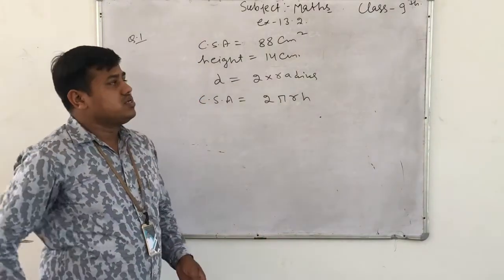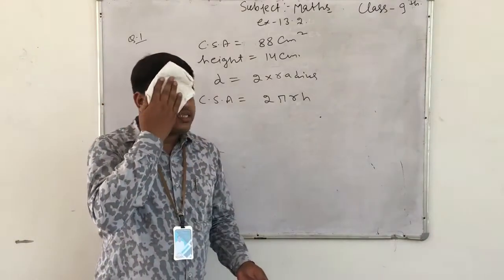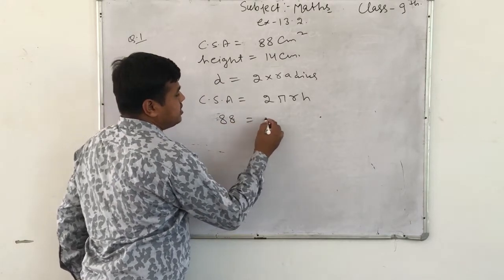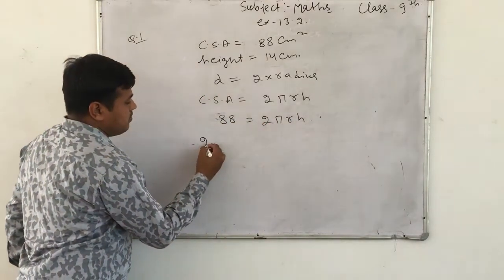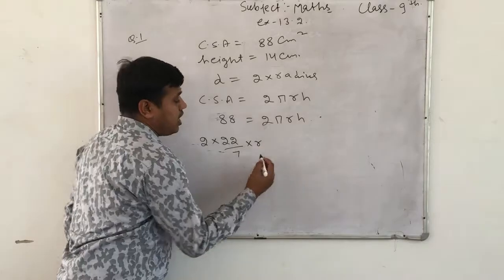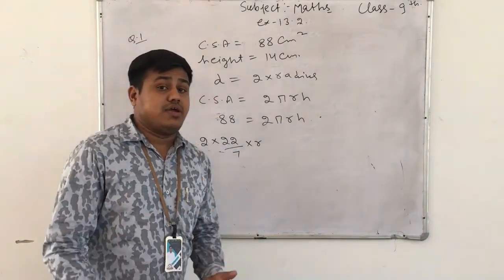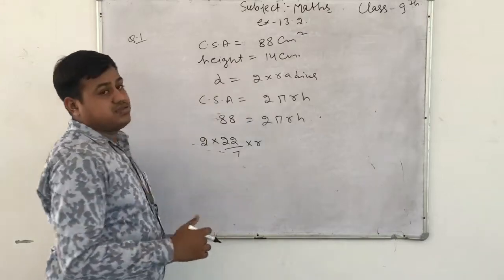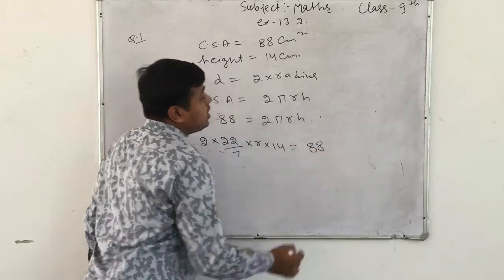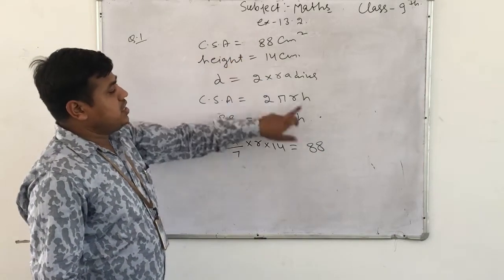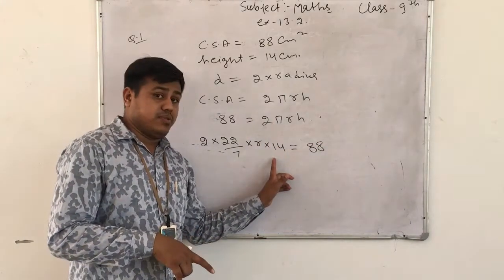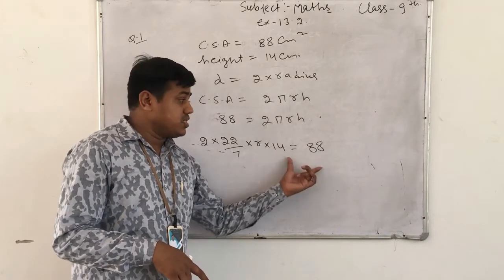And according to the question, CSA of cylinder is given, that is 88 centimeter square. Then CSA is equal to 88, which is equal to 2 pi r h. Put the values. The value of pi is 22 divided by 7, multiplied by r, the radius, which we have to find. h is the height of the cylinder, that is given as 14 centimeter, equal to 88. We can check: area is in centimeter square, and the height of the cylinder we have put in centimeter. Centimeter square and centimeter, these are the same unit.